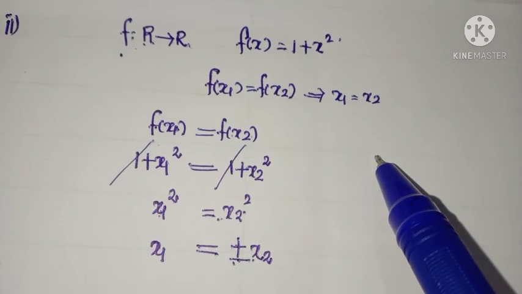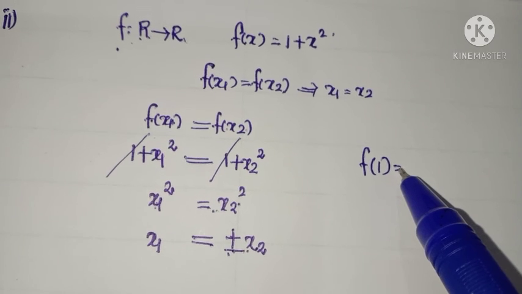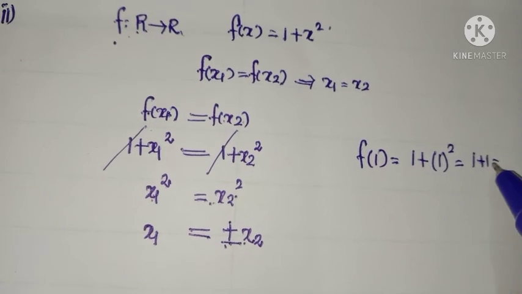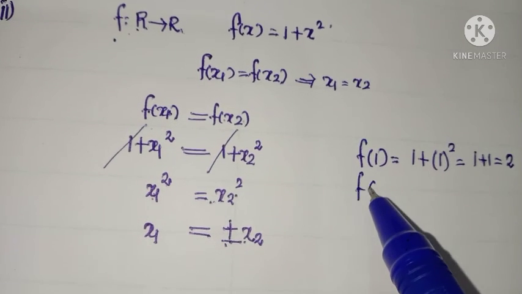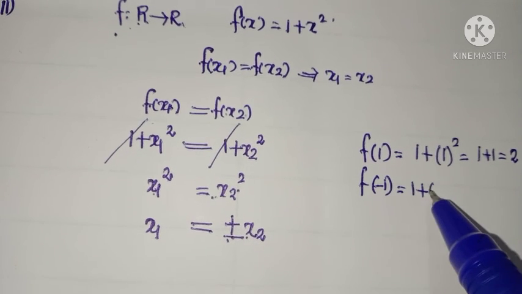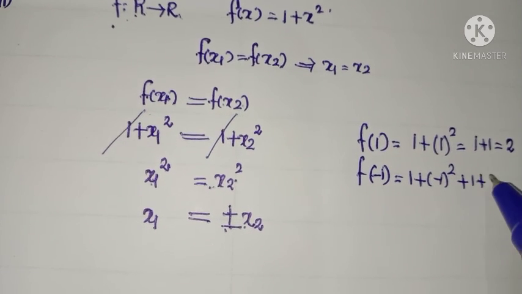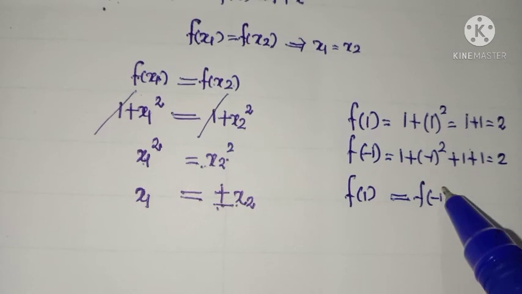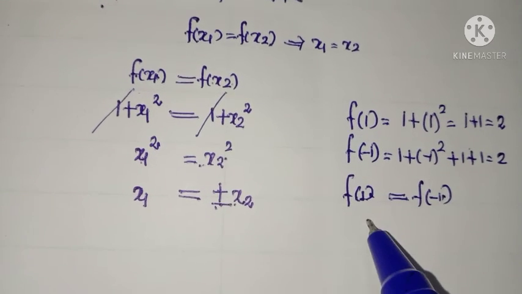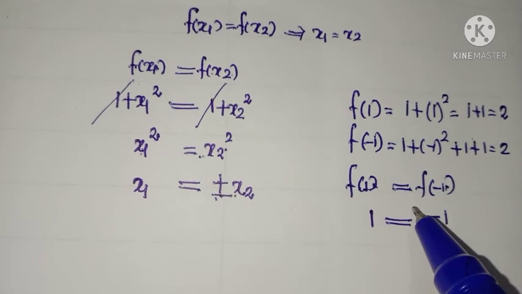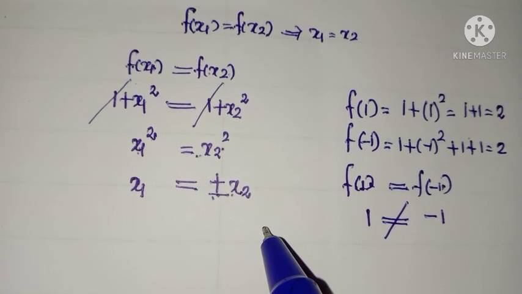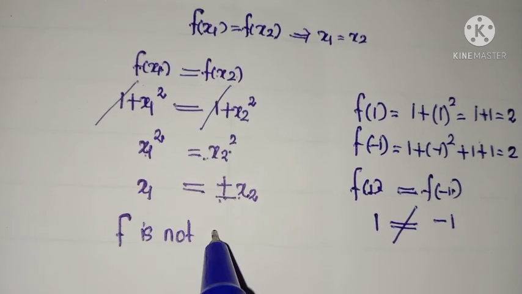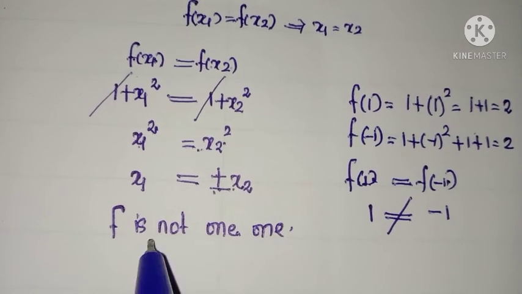For example, what is f(1)? f(1) = 1 + 1², that is 1 + 1 = 2. What about f(-1)? f(-1) is also 1 + 1 = 2. Look here: f(1) and f(-1) are both equal, but the elements 1 and -1 are not equal. So the given function f is not one-one. I hope it is clear to you.